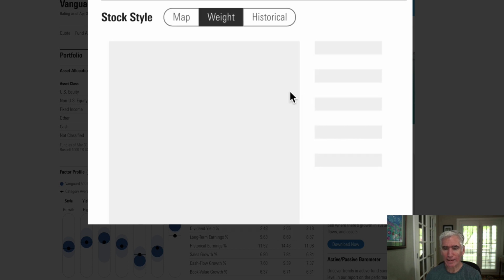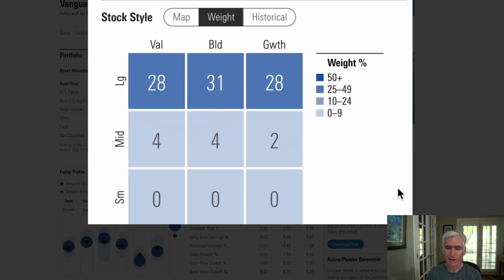Now, they give you a couple of other ways to look at this box. We can look at weight, which is kind of interesting. What this does is it divides up by these 9 boxes roughly what percentage of the fund falls into each category. Now, what I found is that if you actually take the time to add up all those numbers, they don't always equal 100. And there can be different reasons for that. There's some money in cash, although this fund doesn't have a lot of it.